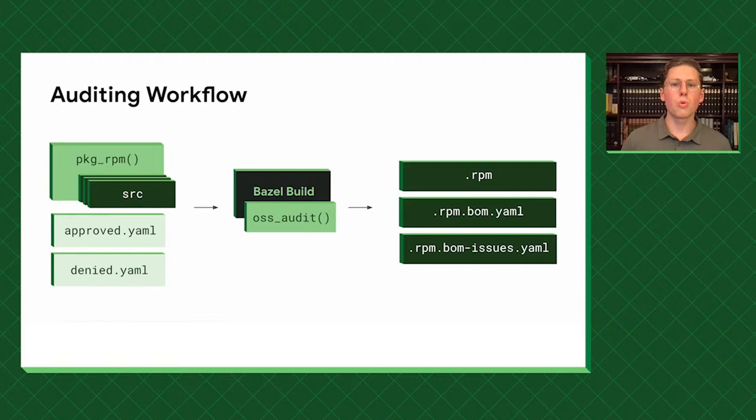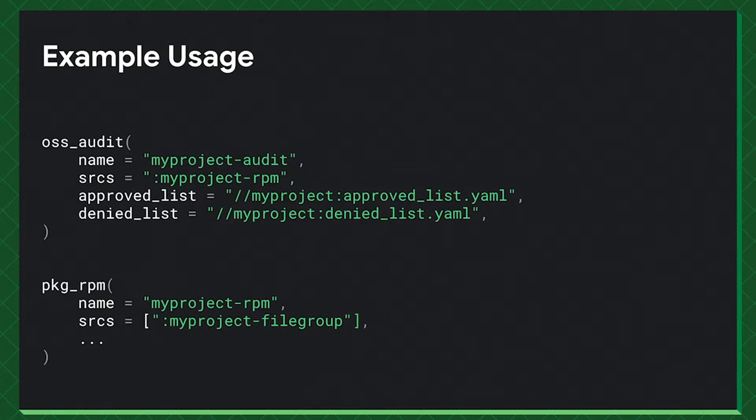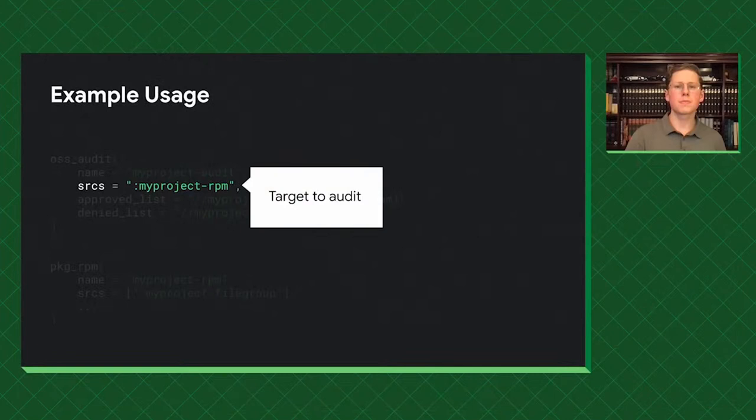This is how OSS audit can be added to a build file to audit an RPM. In this example code, you can see package RPM rule below, creating the RPM, and the OSS audit rule above, auditing the RPM. The solution can audit RPMs, TARs, and other build targets, but it's currently only aware of Java dependencies via metadata from rules JVM external. Don't worry, it can be extended to support other target types as well. We are currently developing a prototype that supports C++ and have plans to support other languages soon.